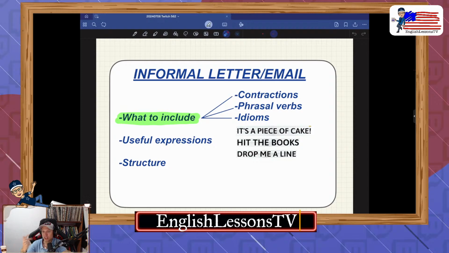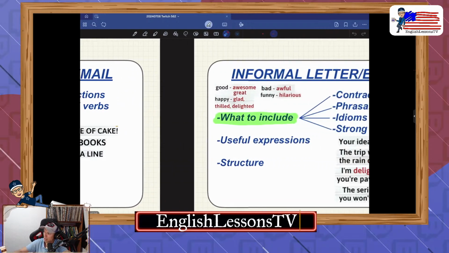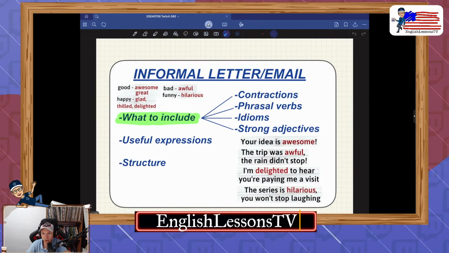Hit the books, drop me a line. These are three examples. Okay, you shouldn't have like 10 or 15. Two or three is more than enough. I gave you these ones, but you can have others. Also, you should include strong adjectives, because strong adjectives are normally used in informal register, where you are talking to somebody trying to impress them.